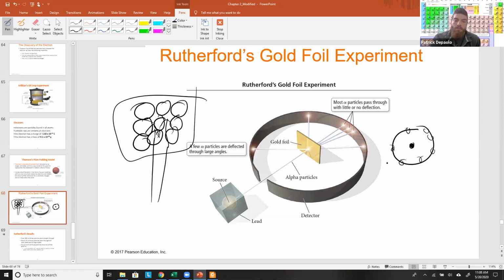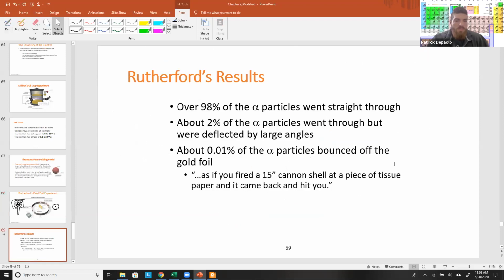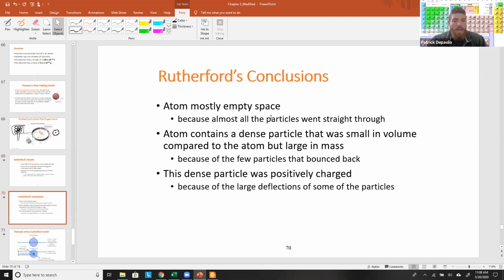Let's look at his results. Over 98% went straight through, 2% were deflected by large angles, and 0.01% bounced off the gold foil. So his conclusion: the atoms are mostly empty space. Atoms contain dense particles that are small in volume compared to the rest of the atom, but large in mass. The reason he said large in mass is that if you have a very small nucleus, only 1% of the space, that contains all the mass of the atom, since everything else is empty, it must be really large in mass and very dense. And it's mostly positive charge, so all the protons are in the nucleus.